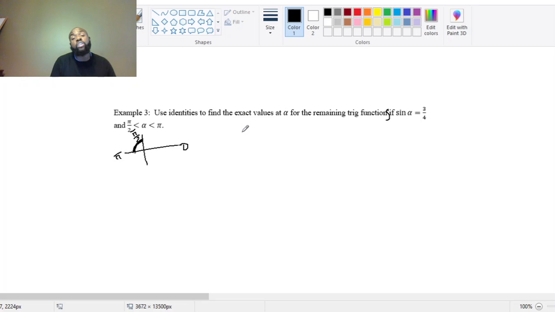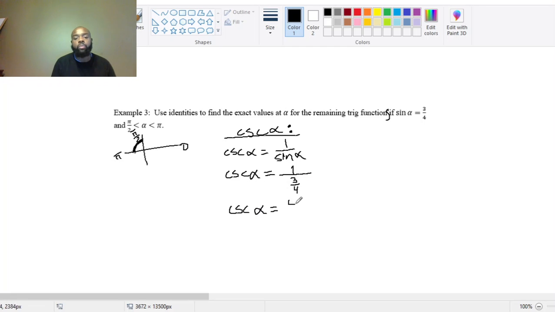All right. And so first, since I know that the sine is 3/4, I'm going to find the cosecant of that angle alpha. Because I know cosecant of alpha equals 1 over the sine of alpha. That's our reciprocal identity. And so since the sine is 3/4, I do 1 over 3/4, which is the same thing as taking the reciprocal, which is 4/3. And so I know that the cosecant of that angle is 4/3.